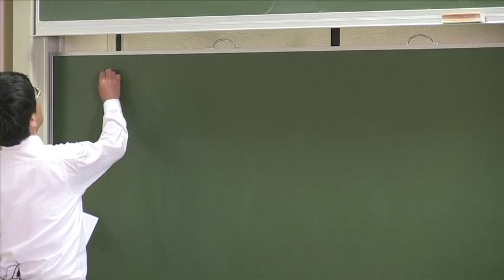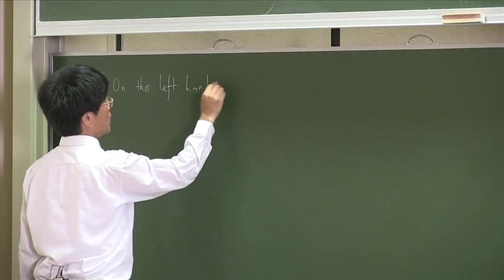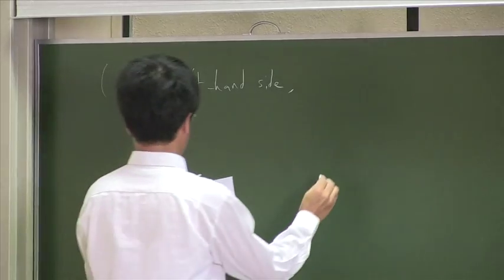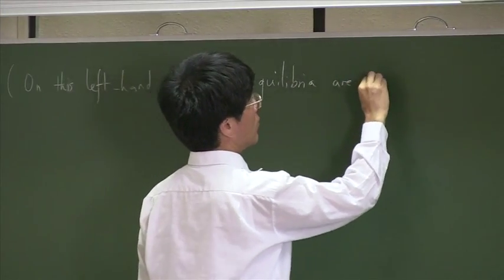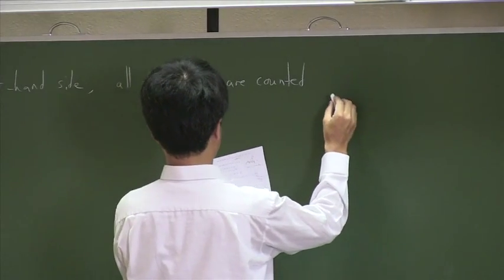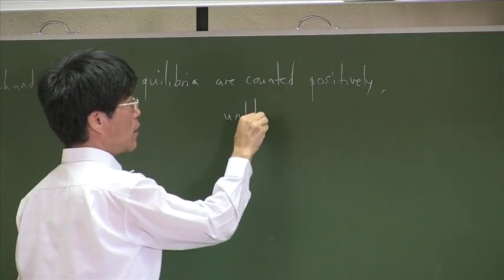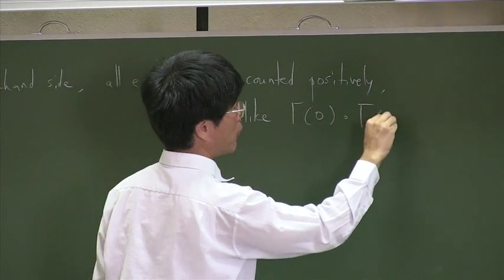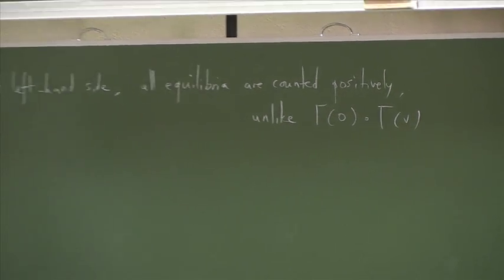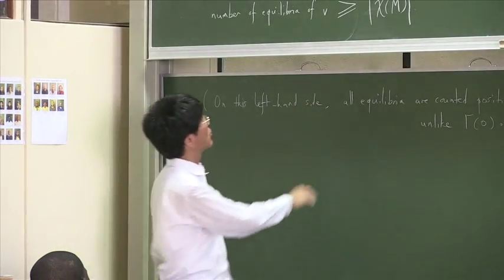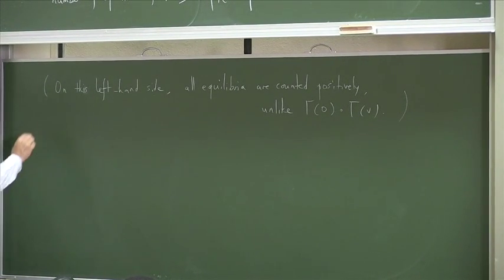Nonetheless, it's good to note that on this left-hand side, all equilibria here, when I say number of equilibria, they are all counted positively. You should be careful, unlike when we're doing the intersection theory, for example, when we count the number of intersection points or number of equilibria, like this, gamma zero, little circle gamma v, where each equilibrium is counted with positive or negative sign. So this is all positive. Please be careful. Okay.